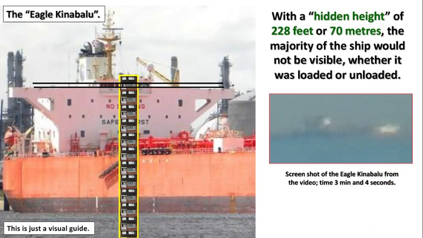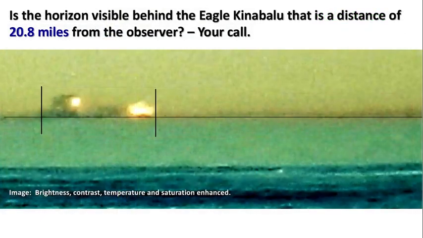The Eagle Kinobaloo. With a hidden height of 228 feet or 70 meters, the majority of the ship would not be visible whether it was loaded or unloaded. Screenshot of the Eagle Kinobaloo from the video, time 3 minutes and 4 seconds. Is the horizon visible behind the Eagle Kinobaloo that is a distance of 20.8 miles from the observer? Your call.